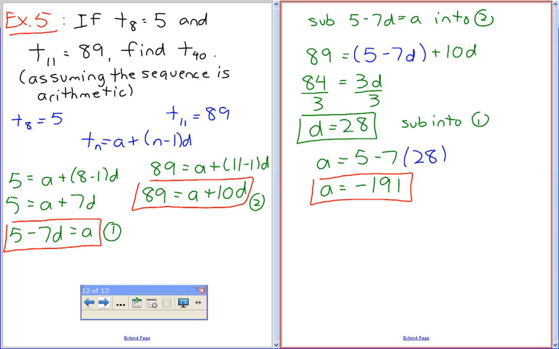Okay, we're feeling great. I'm feeling tremendous right now in our seats. Like, I'm looking at this question, and I'm so happy, I cannot even tell you. I know that my D is 28 and my A is negative 191. How the heaven do I solve this question? Yeah, T40, right? We're looking for T40.